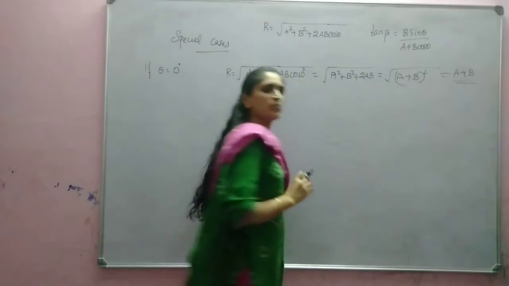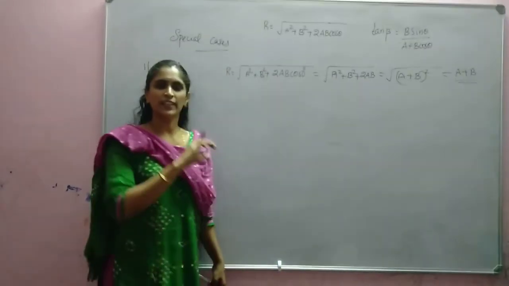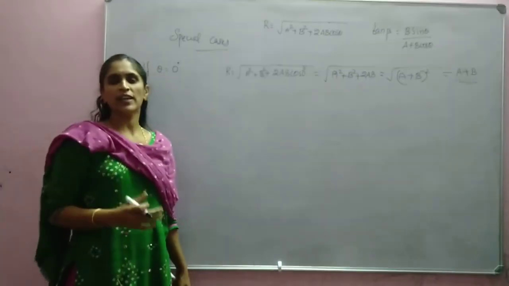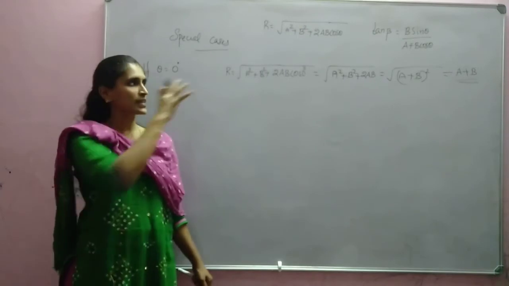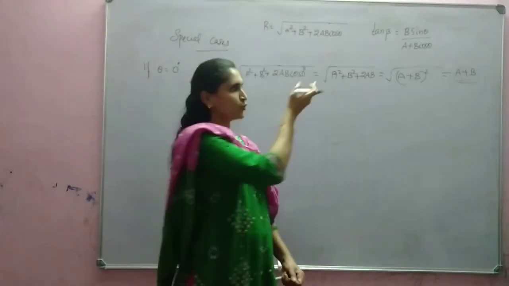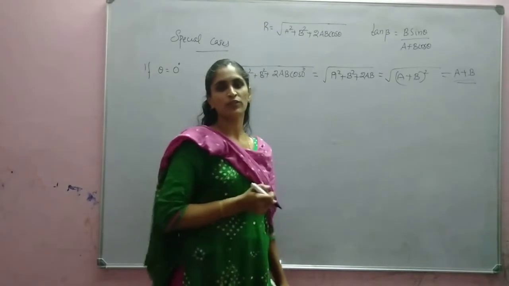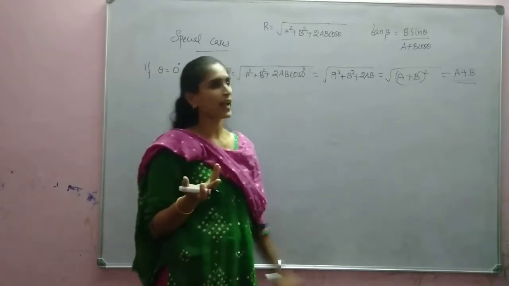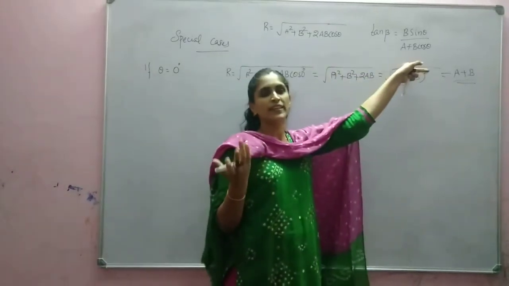So this is very simple. Otherwise also, if two vectors are acting in the same direction, what will be the resultant? Resultant will be obtained by adding the magnitude of those two vectors. That we got by parallelogram law of vector addition also. And what will be the angle? Angle will be 0.